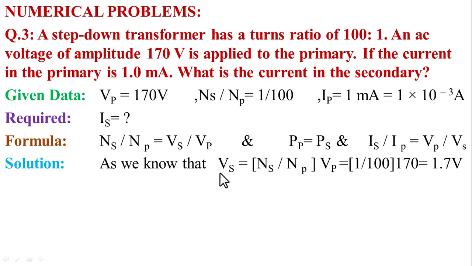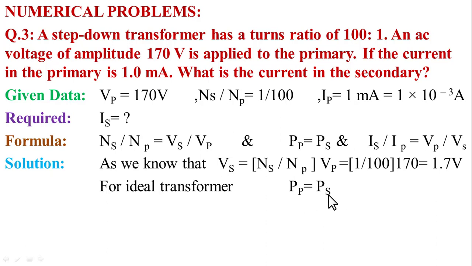As we know, Vs is equal to Ns over Np multiplied by Vp. Putting the values, the Ns over Np ratio is equal to 1 over 100, and the Vp value is 170. Here 1 divided by 100 multiplied by 170 is equal to 1.7 volt. Now we can find the current for the ideal transformer.